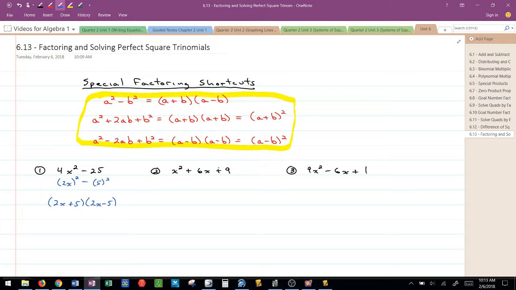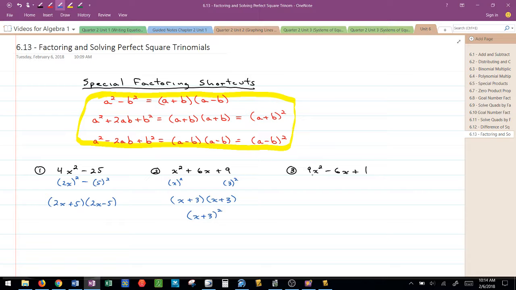I notice that this first term is a perfect square. I notice that this last term is a perfect square, and I notice that this term is 2 times x times 3, which tells me this can factor to x plus 3 times x plus 3, which could be written as x plus 3 quantity squared.